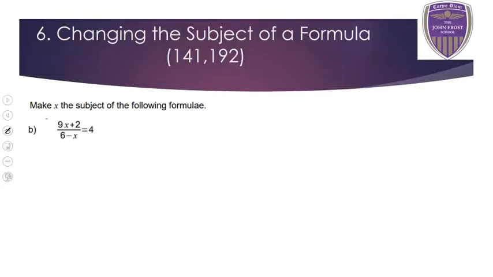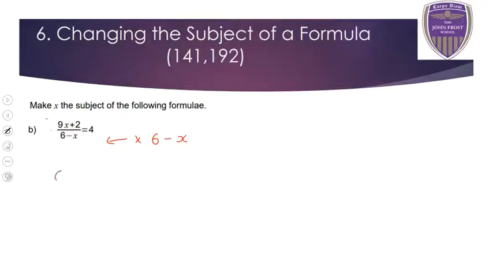Next one. Okay, so still making x the subject for this one. All right, there's a fraction on this side of the equals to start with, so we want to get rid of that. Remember that fraction means divide, doesn't it? So that means (9x + 2) divided by (6 − x). So the opposite of dividing by 6 − x is to times by 6 − x.